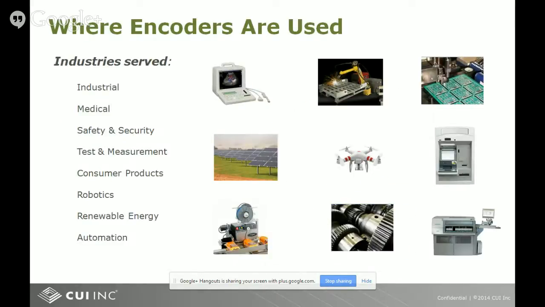So encoders, where are they used? They're really used all over the place. They're used in industrial, medical applications, safety and security, test and measurement, consumer products, robotics, renewable energy, and then certainly, as I mentioned before, many automation applications. So it's really anywhere where you've got a motor and it's spinning, and you need to know where that motor is in its rotation. There's most likely an encoder there, or some other form of feedback device to know where you are, but certainly the most common is the encoder.